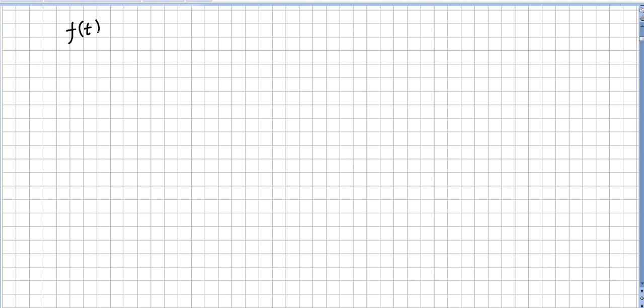So let us say we have different functions. Sine of t, g of t, we are going to use cosine of t, and h of t, let's use a polynomial like t. Okay, let us check if they are linearly independent.